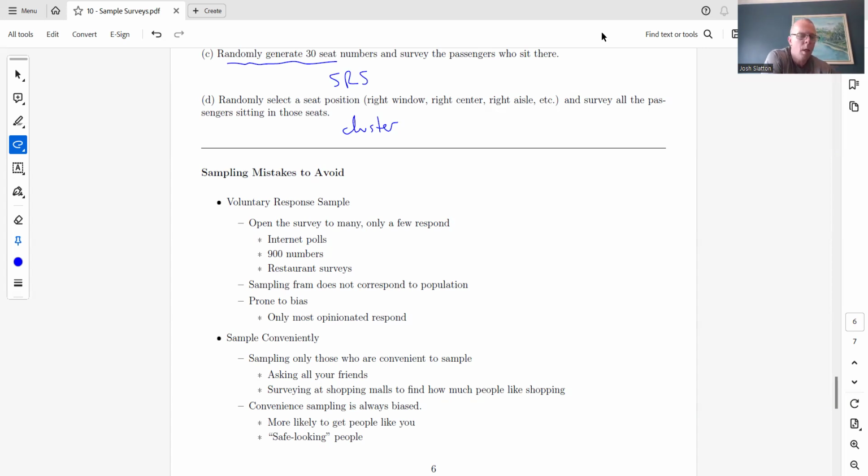The first one is a very common one, and this is a voluntary response sample. You open the survey to many, and only a few respond. A very typical example that everyone has seen is the restaurant survey. You get your check at the end of the meal, and at the bottom under the total, it says go to this website and fill out the survey and let us know how we did. That's a voluntary response sample. In this case, the sampling frame does not correspond to the population, because who is going to go do these?